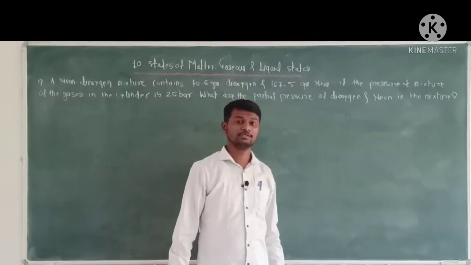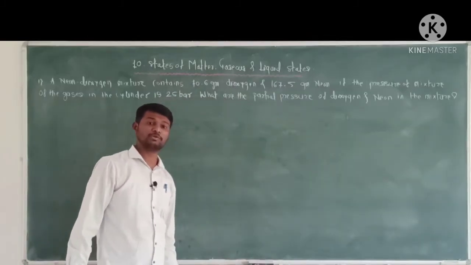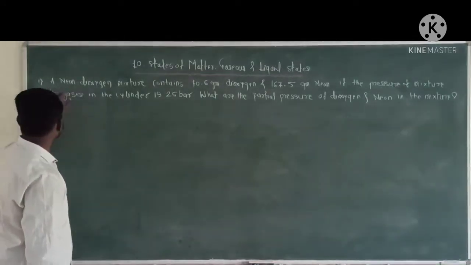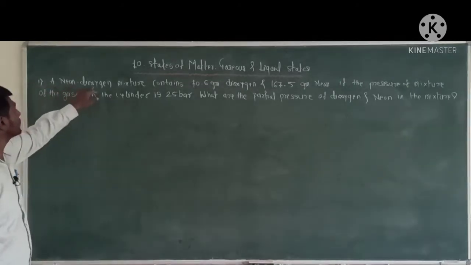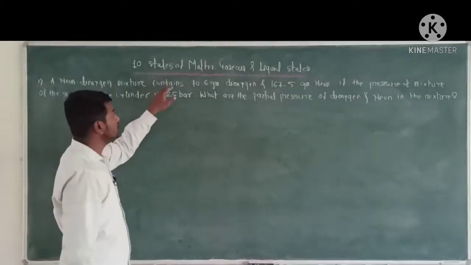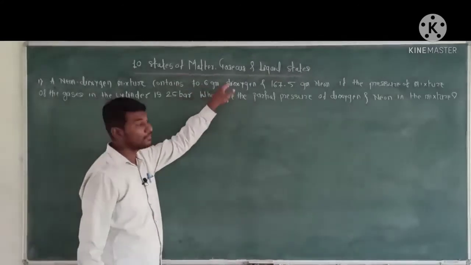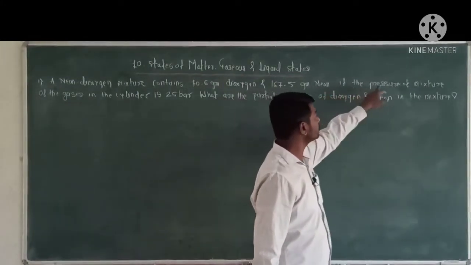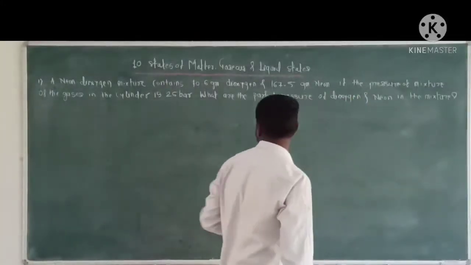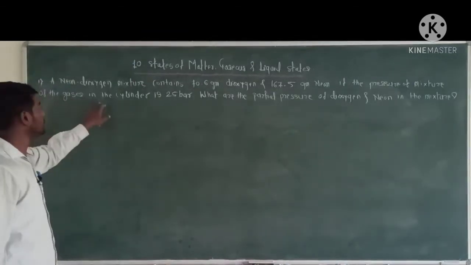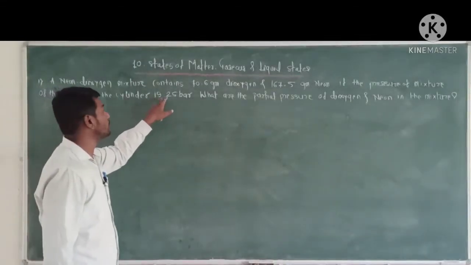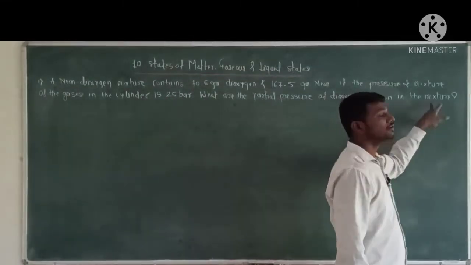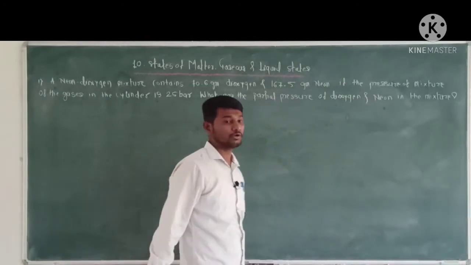Okay. Next, the numerical based on the relationship between partial pressure and mole fraction of gas. The numerical is: a neon-dioxygen mixture contains 70.6 gram dioxygen and 167.5 gram neon. If the pressure of the mixture of gases in the cylinder is 25 bar, what are the partial pressures of dioxygen and neon in the mixture? Okay, now first of all, write down the given quantities.